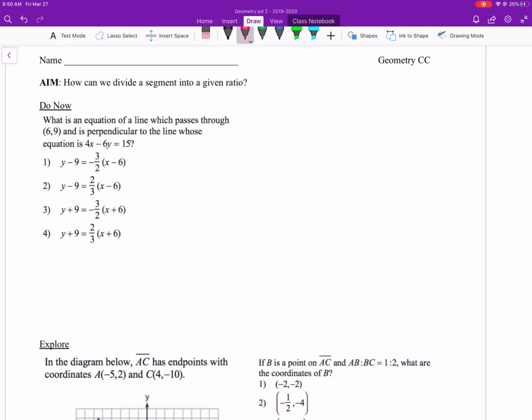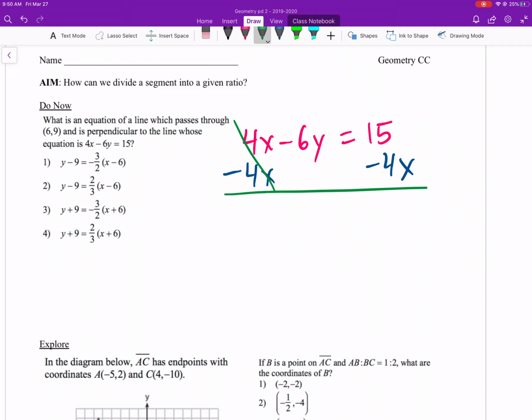Alright, so initially your equation is 4x minus 6y equals 15. Remember, it's all about slope, so we need to find the slope. AKA, let's get our equation into slope-intercept form, y equals mx plus b. We'll start by subtracting 4x on both sides. On the left, we're left with negative 6y equals 15 minus 4x. Write your x term first, negative 4x plus that 15.